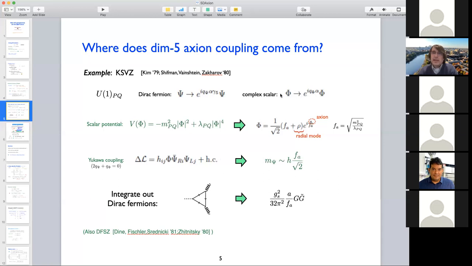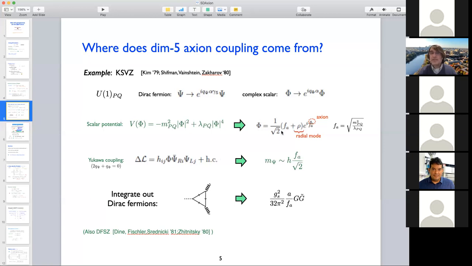And then this scalar, you can think of it like a Higgs field. This scalar will have a potential, and if the mass squared of the quadratic term is negative, then you can actually generate a VEV. And here I've written it here. And you can identify that VEV with this scale Fa. And indeed, you can take the complex scalar and put in the VEV, which is Fa over root 2.